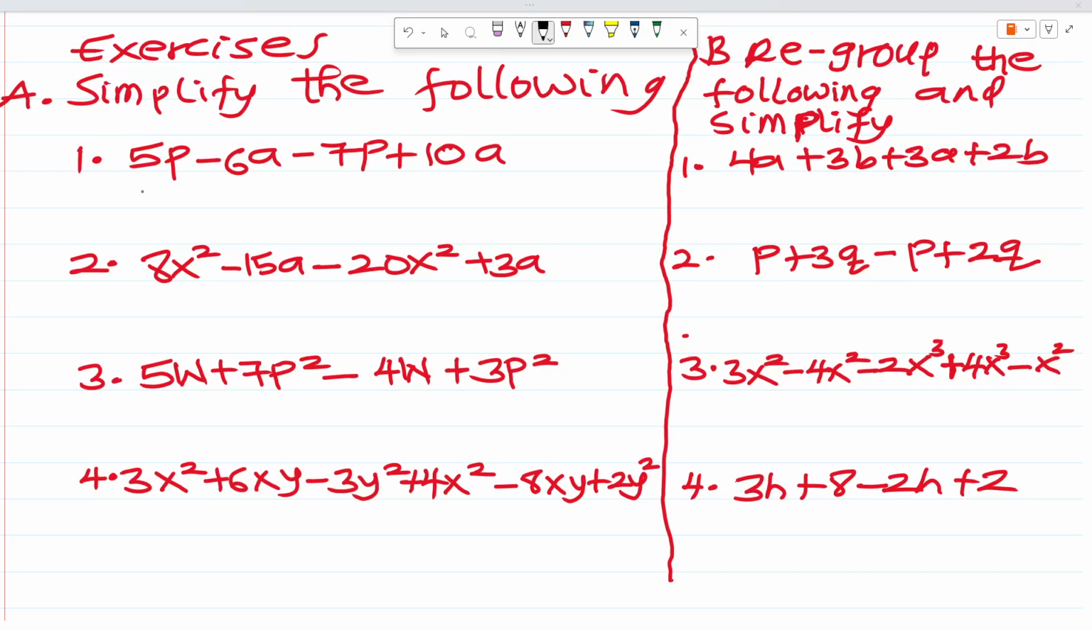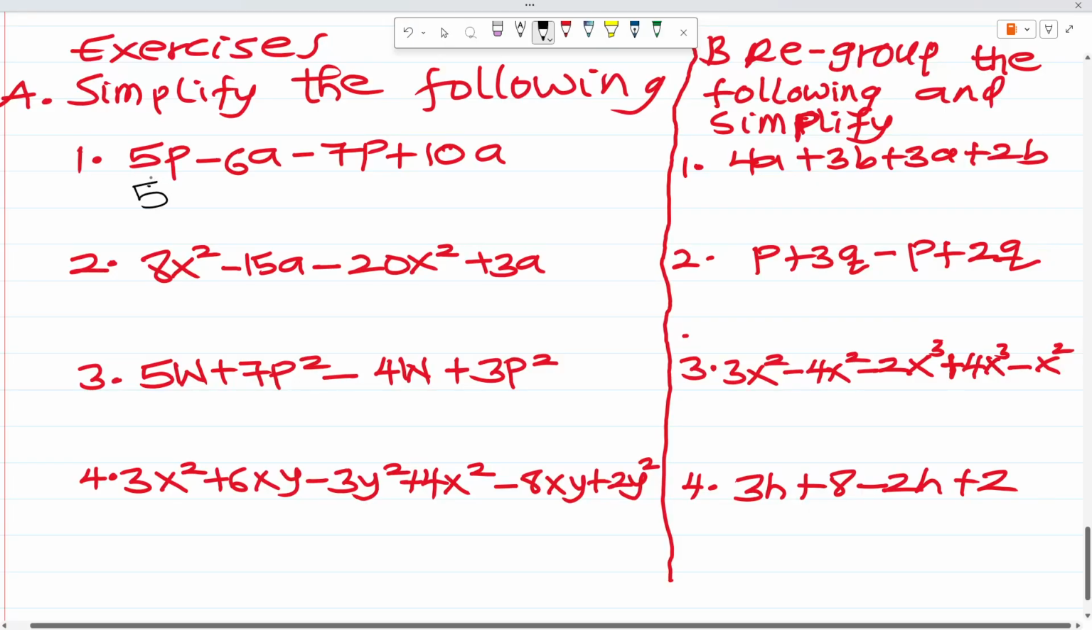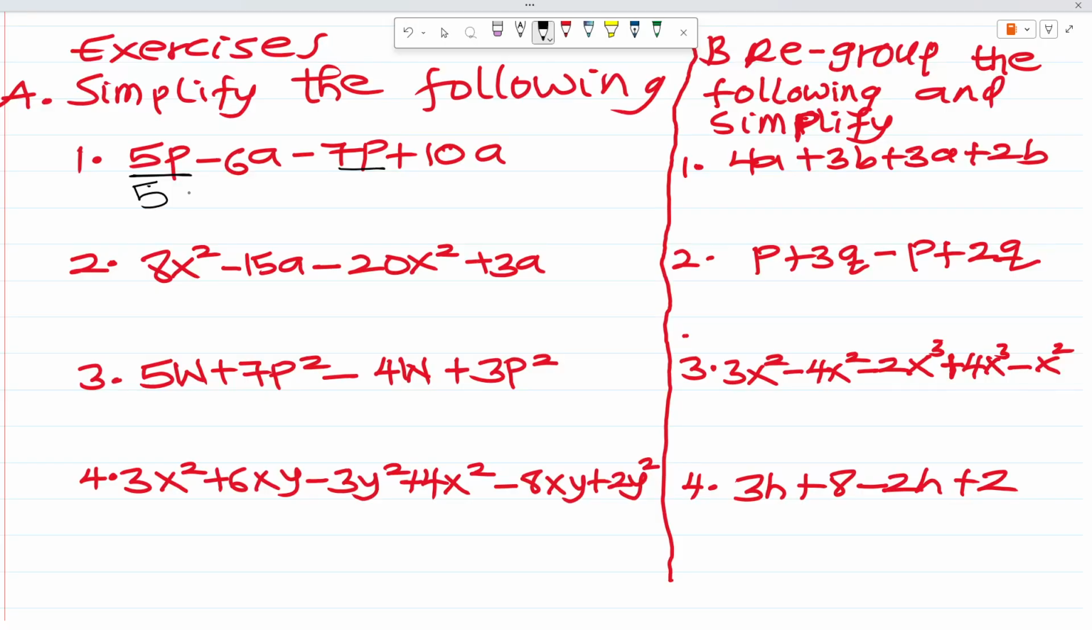We simplify each of the following. So we have 5p. The first thing we are supposed to do is to group like terms. So we group this. There is 5, there is p here, and there is p here. We group like terms. So we shift the whole thing, minus 7p here. Then we move the negative 6a here, and we have plus 10a. So 5 minus 7 gives us negative 2p. Negative 6 plus 10 gives us positive 4a.